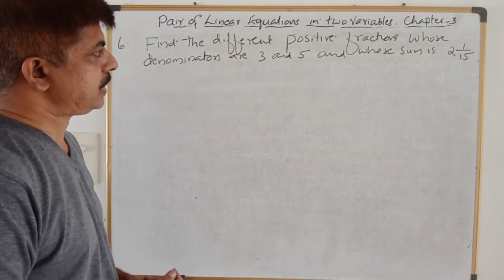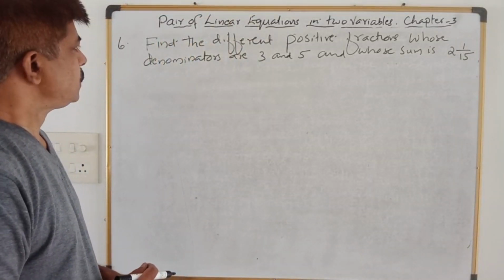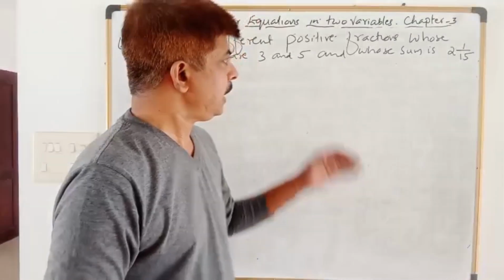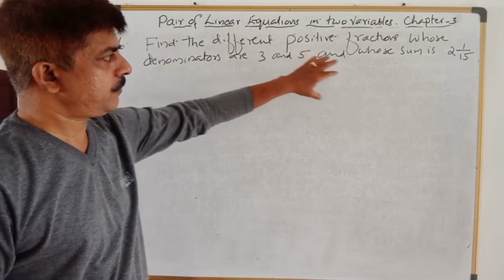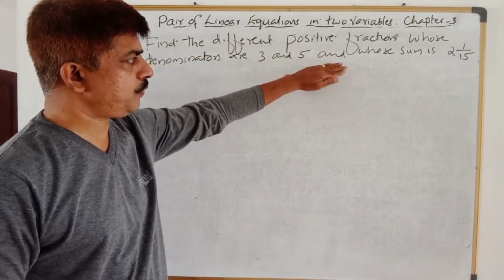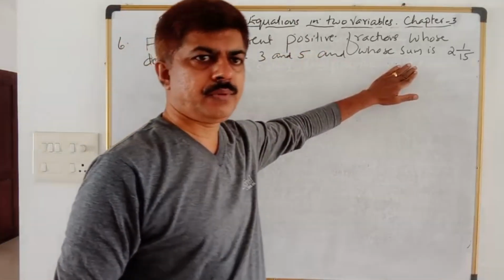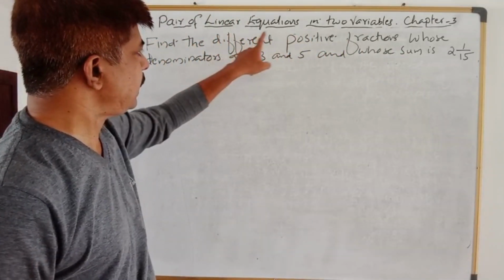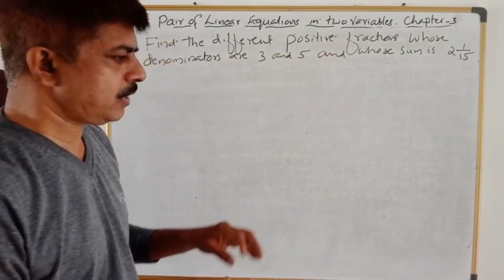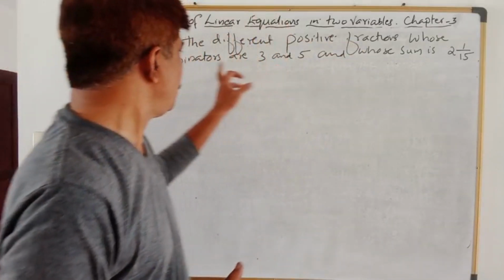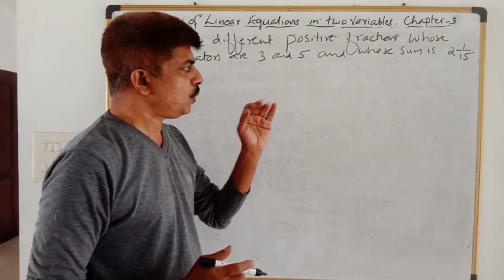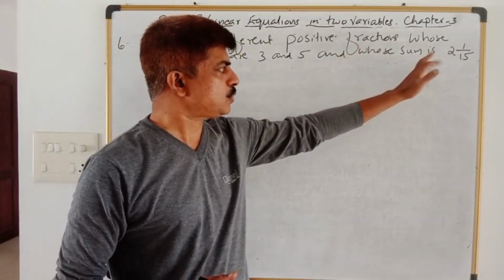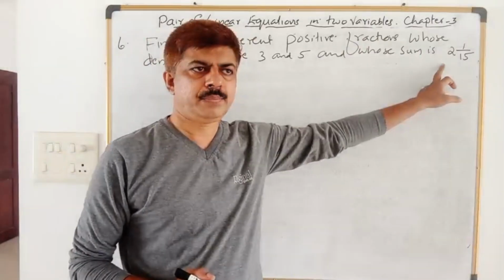Find the different positive fractions whose denominators are 3 and 5 and whose sum is 2 1 by 15. According to this situation, we have to make a linear equation in two variables. We have to find two positive fractions whose denominators are 3 and 5. Both the denominators are given, and the sum of the two fractions is also given. So what will be taken as x and y?